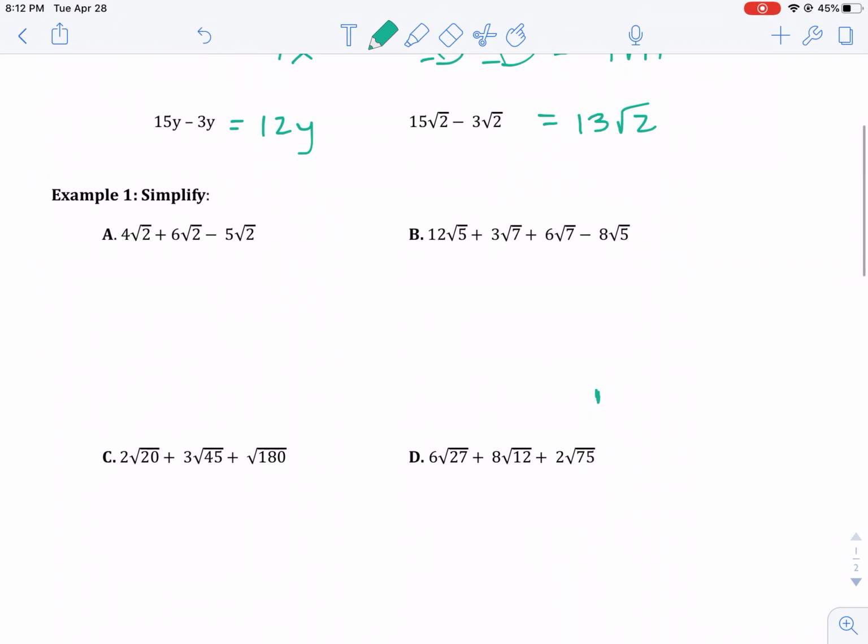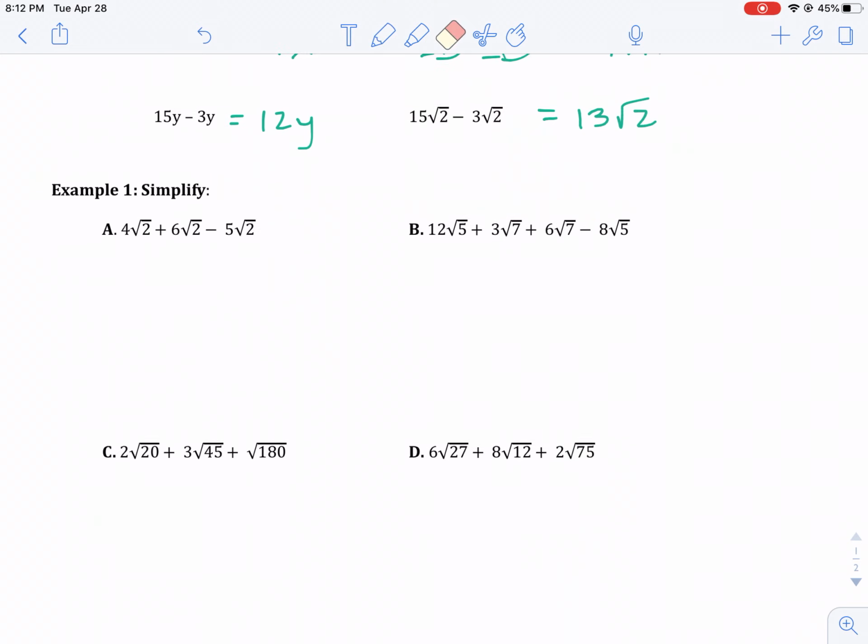Okay, so we're going to look at 4 examples. The first one, we have all the same radicals. So we have 4 root 2 plus 6 root 2 minus 5 root 2. So essentially we're going to think about adding 4 plus 6 and then taking away 5. So this gives us 10 root 2 minus 5 root 2, which would be 5 root 2.